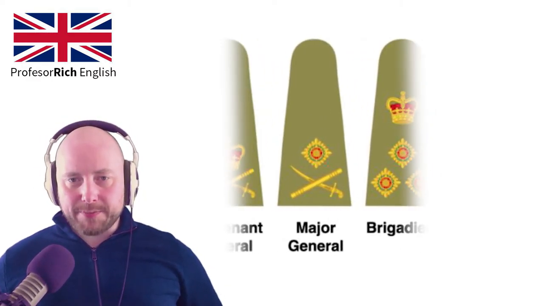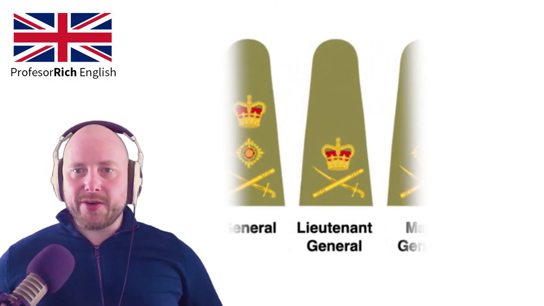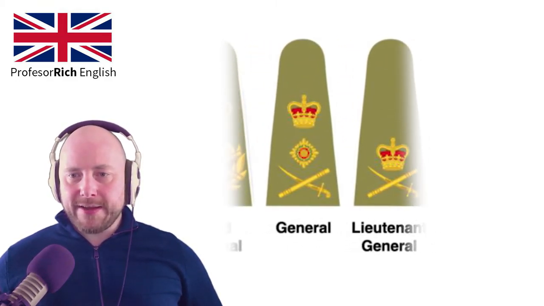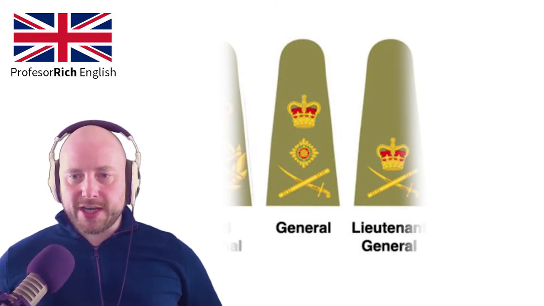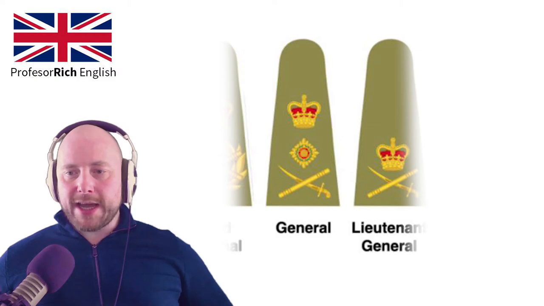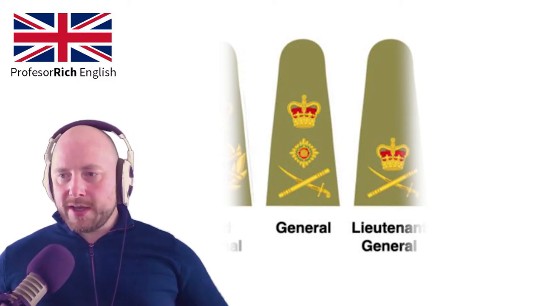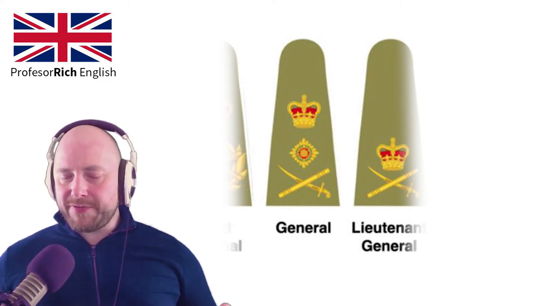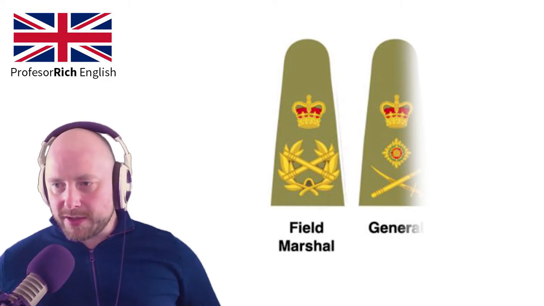Basically we have a whole load of different types of general there. So in the US military, they often refer to the stars on the general, you know, the one star general, two star general, and all this kind of stuff. Whereas in the British military we have brigadier, major general, lieutenant general, general, and then apparently we have field marshal after that. So then we go to marshal, field marshal.